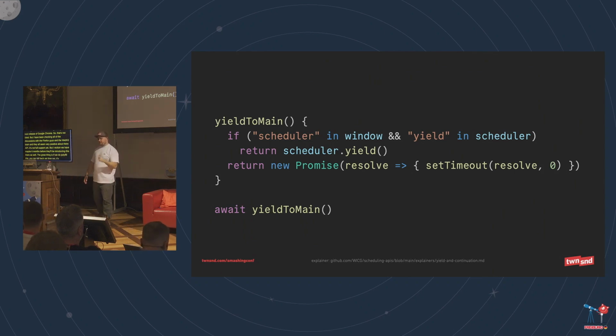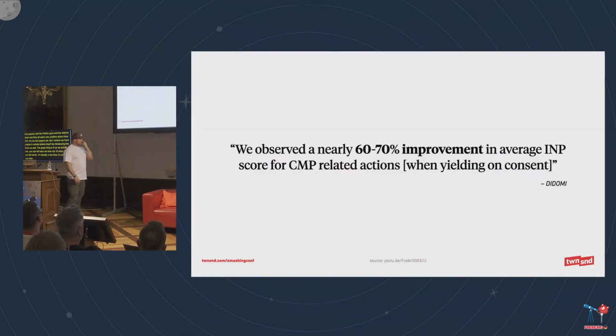And the impact of this one little API cannot be underestimated. So I was watching a talk from Didomi, who are a consent management platform, the cookie monster. And they found that when they just yield after someone presses accept or reject, or modifies their consent, they found that INP on those actions improved 60 to 70%. So that's going to have a staggering impact across the web because they've got many clients using this.